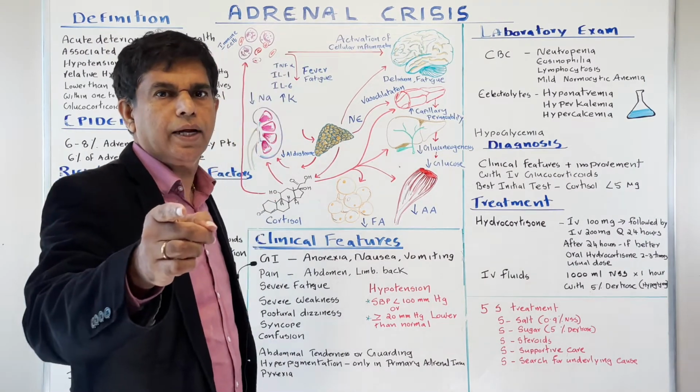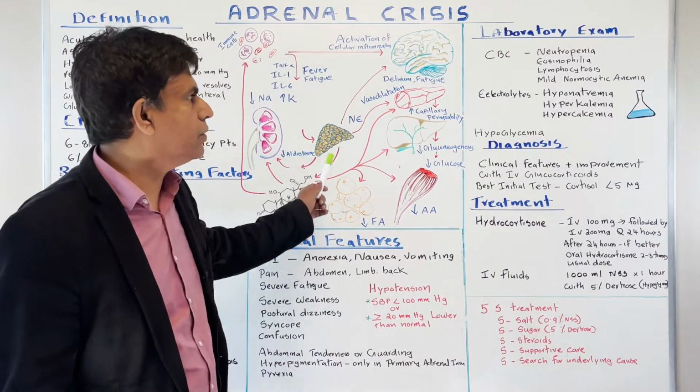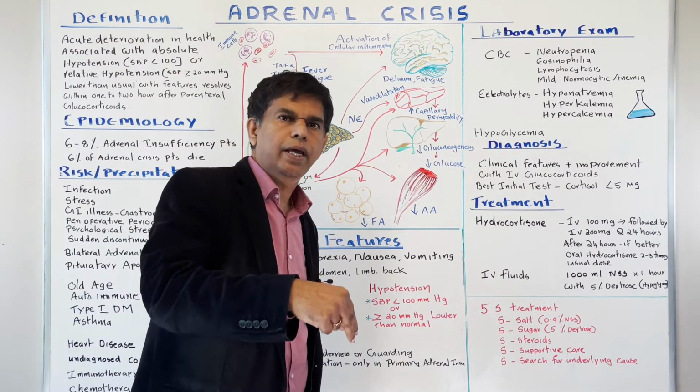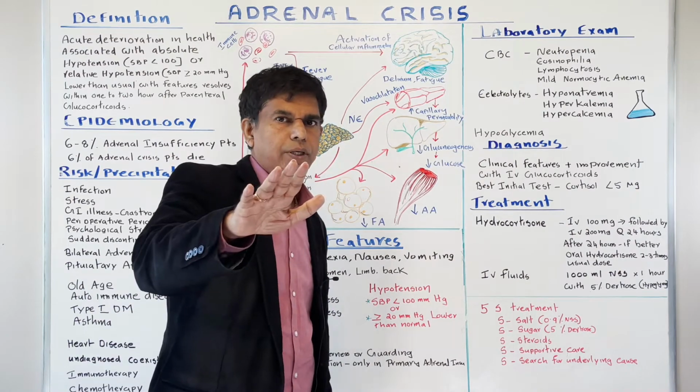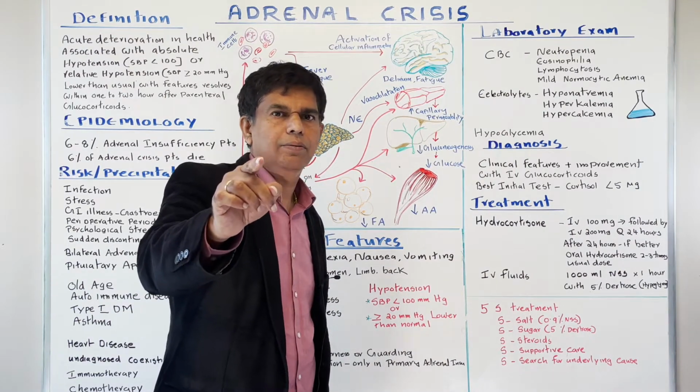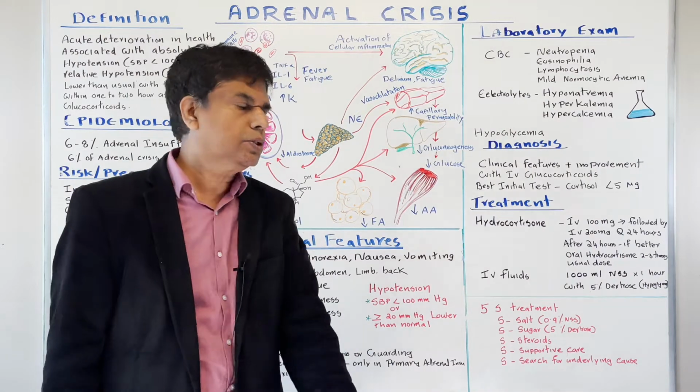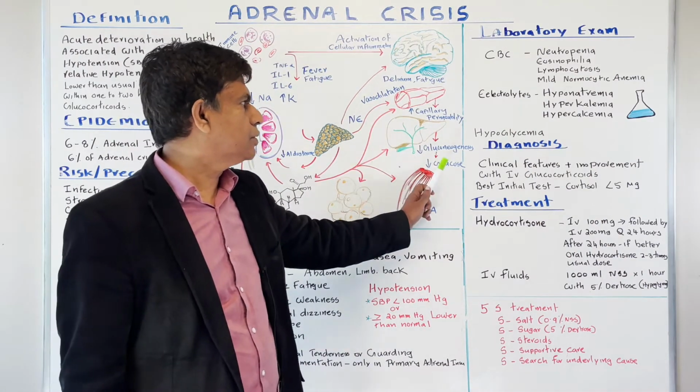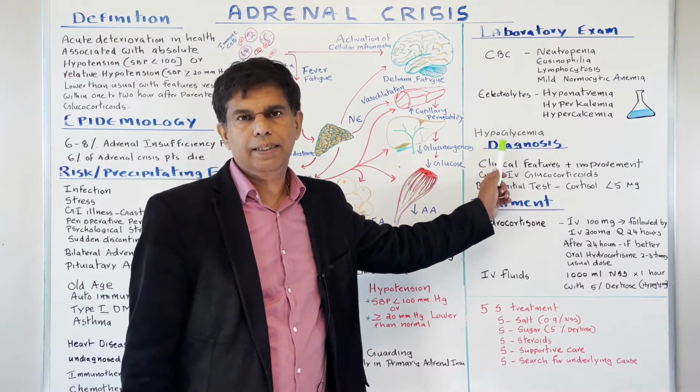Then we look at the electrolytes. Three things we need to know. Because of the aldosterone, what happened? Sodium goes down, potassium goes up. Everybody knows that, right? You can also have hypercalcemia. And then what happened to our glucose? We know decreased gluconeogenesis, decreased glucose, hypoglycemia.